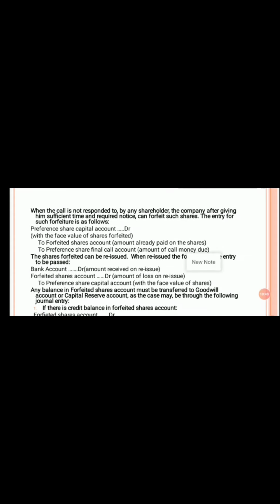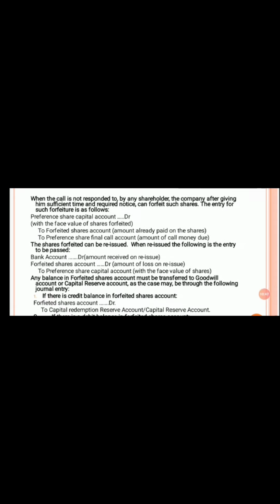The next one, once you have cancelled, then we can go for reissue of the forfeited shares. When reissued, the following is the entry to be passed. So when you are reissuing, what is coming in, students? Cash. So what is the journal entry? Cash account debit, amount received on reissue, forfeited shares account, amount of loss that the company has incurred on reissue, to preference share capital with the face value you have to write.